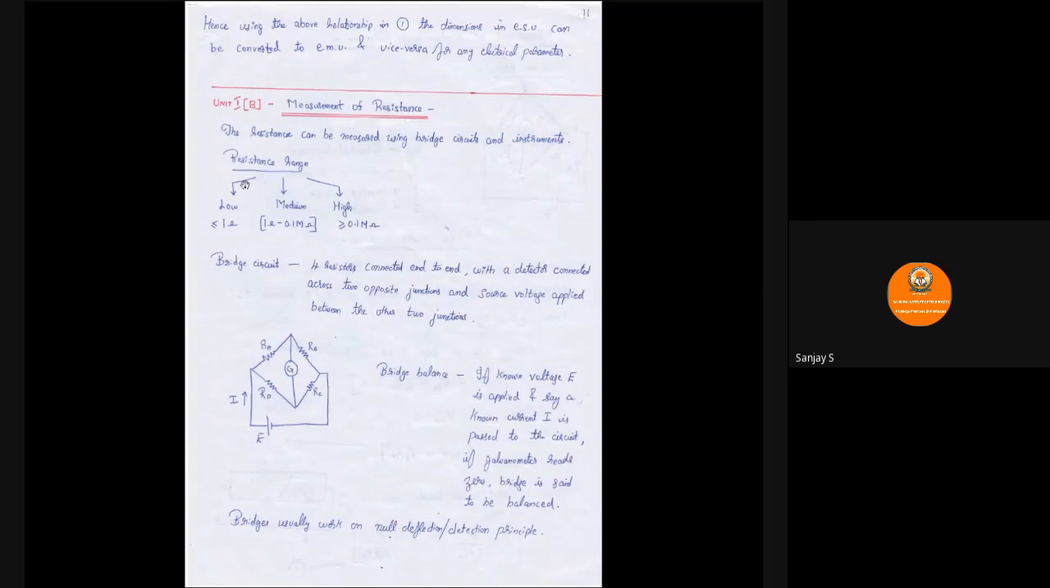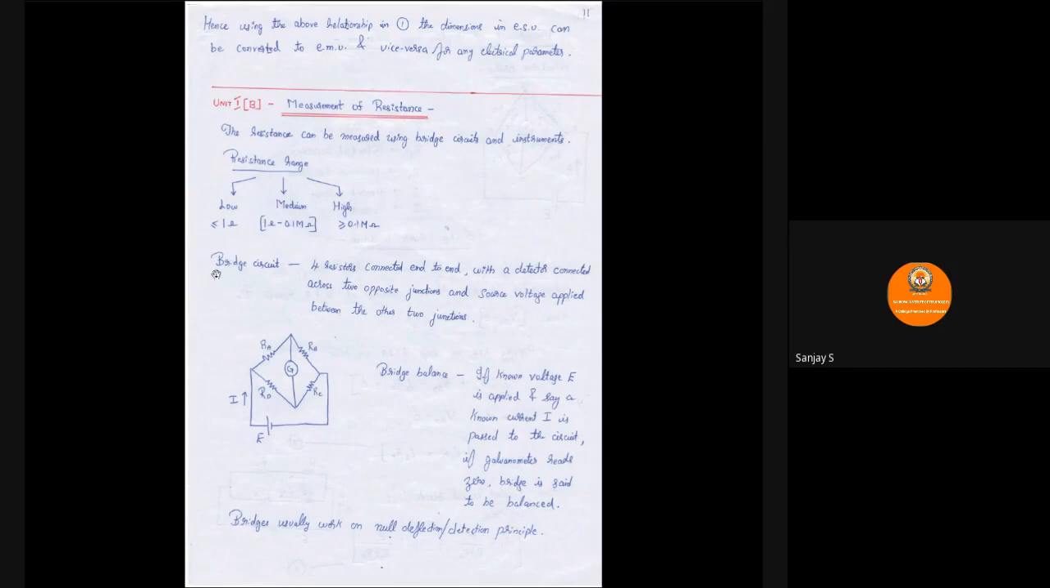Whenever the resistance happens to be lesser than or equal to 1 ohm, it is categorized under low resistance. Whenever the resistance falls in the range between 1 ohm to 0.1 mega ohm, it is medium range resistance. And whenever the resistance is higher than 0.1 mega ohms, it comes under high resistance. So we have different circuits for measuring low resistance, medium resistance and high resistance.